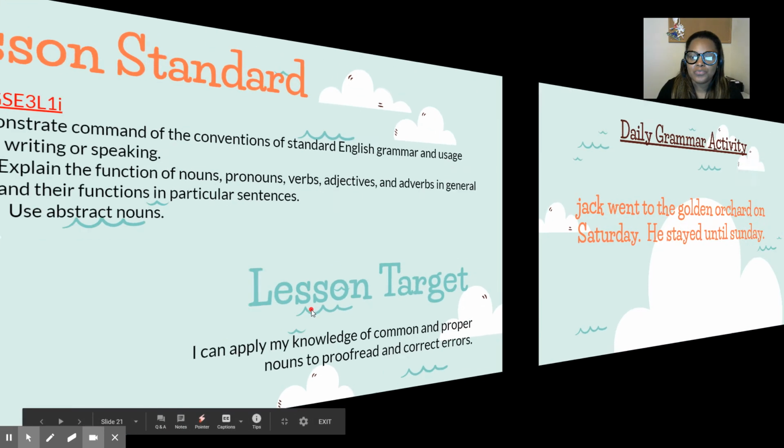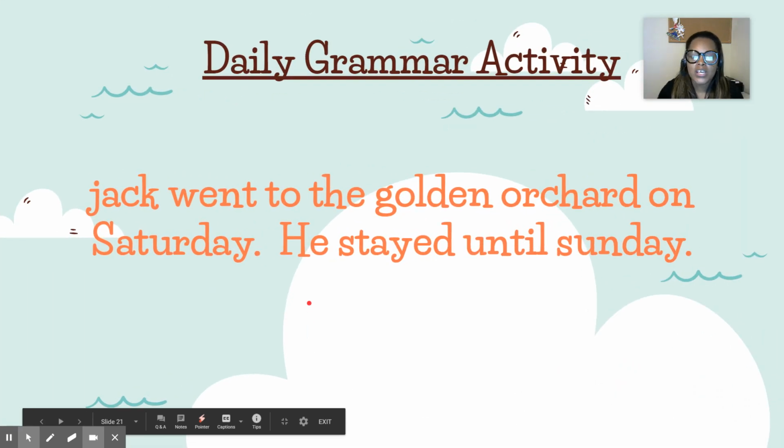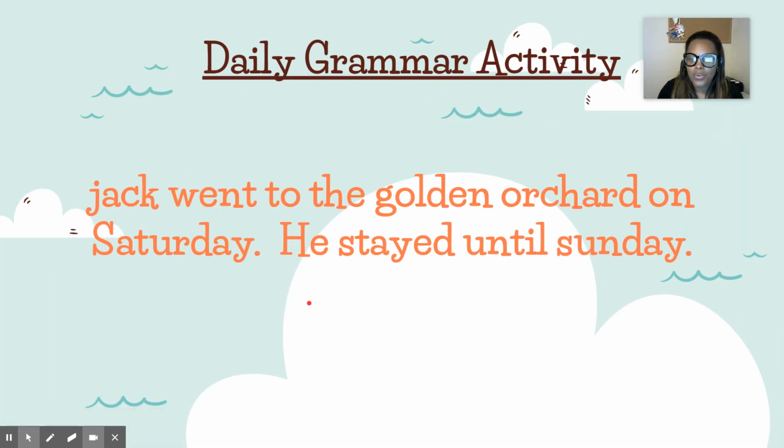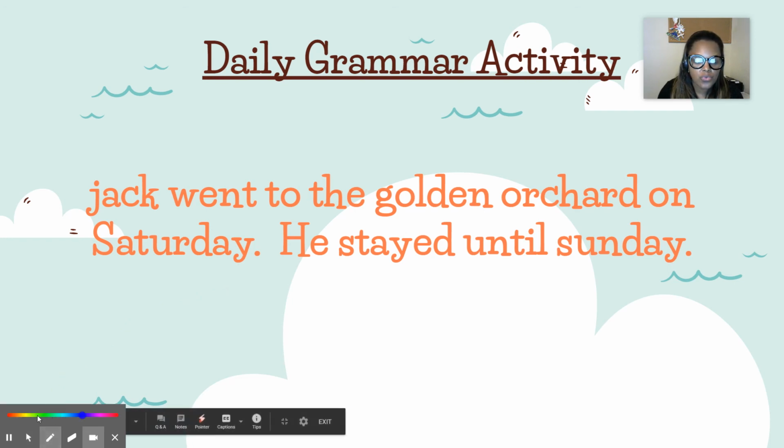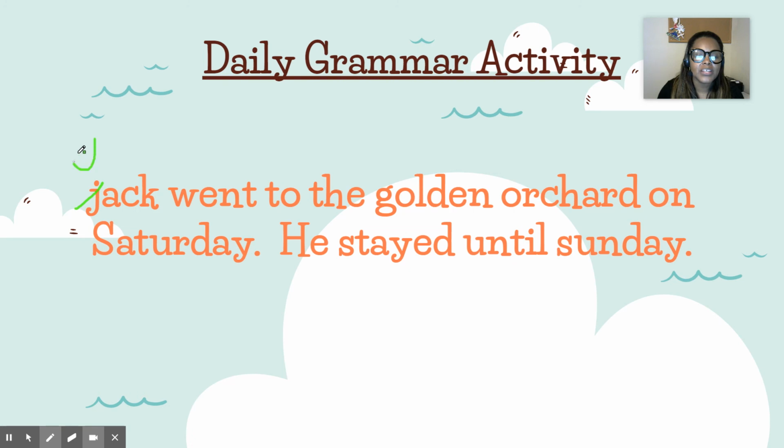So let's do it. Here's our daily grammar activity. Jack went to the Golden Orchid on Saturday. He stayed until Sunday. Let's do it. Beginning of a sentence always has a capital. That's right. You're so smart. We're going to put a capital J for Jack. Went to the Golden Orchard. Now, this is special because it's naming the location. If it just said Jack went to the orchard, we would keep this O lowercase, but because it's naming a special location, a special orchard, we need to capitalize the G and we need to capitalize the O. On Saturday. That proper noun is already correct.